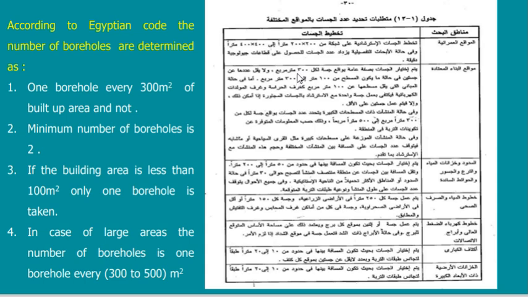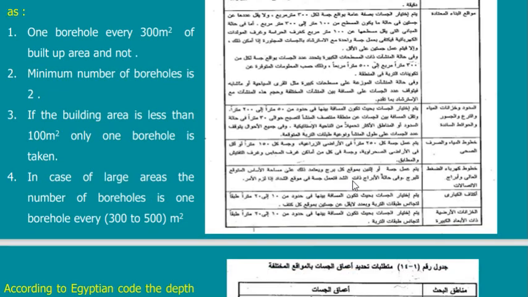The other important thing is, in case of long distances, if I have a road or a water pipe, something that is not an area but a long distance, it's measured by distance, not by area. In this case, you do one borehole each 250 meters of this length. These are the important things in this table. So this table gives me the number.